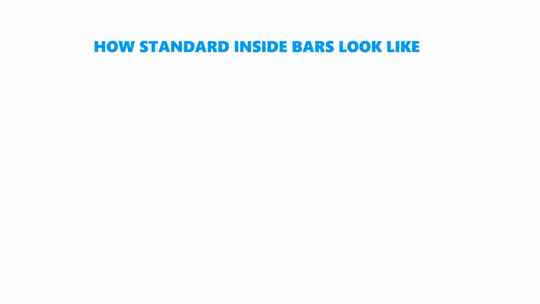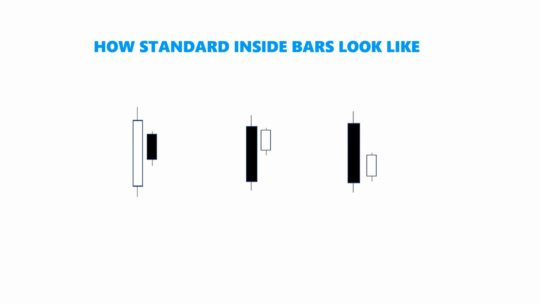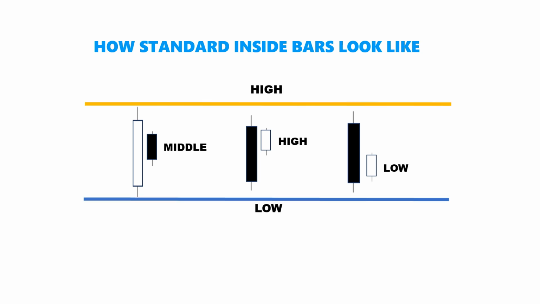What do standard inside bars look like? Inside bars can form exactly in the middle of the mother bar, or close to either the high or low. There is no exact way they have to look, only that they are contained inside the high to low distance of the mother bar.